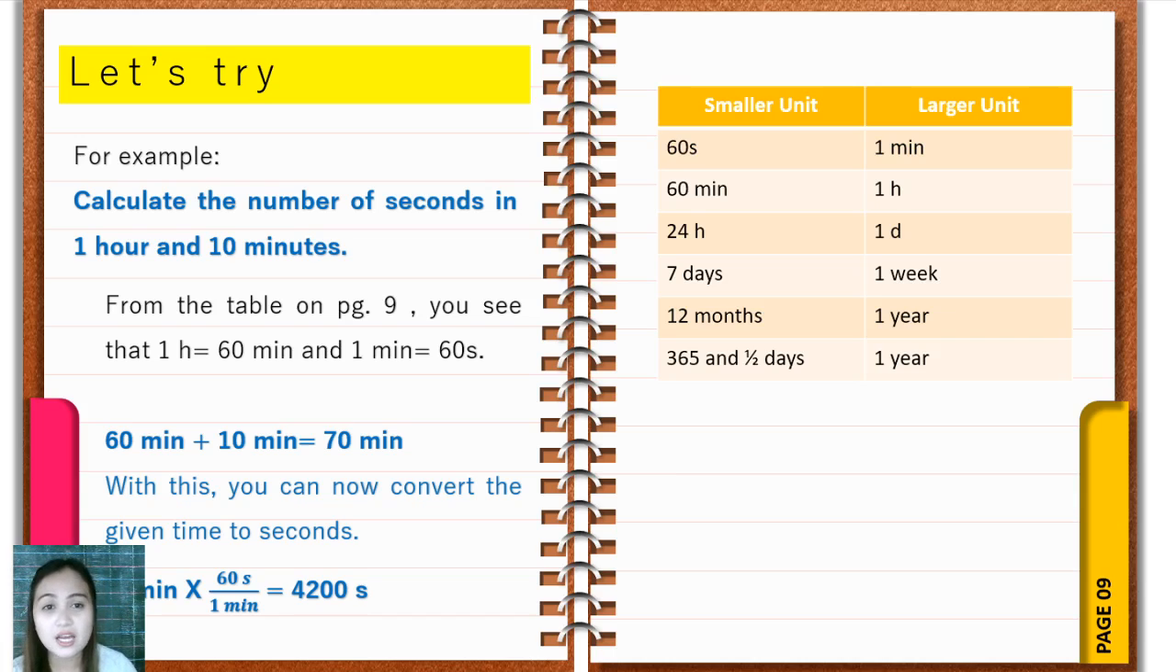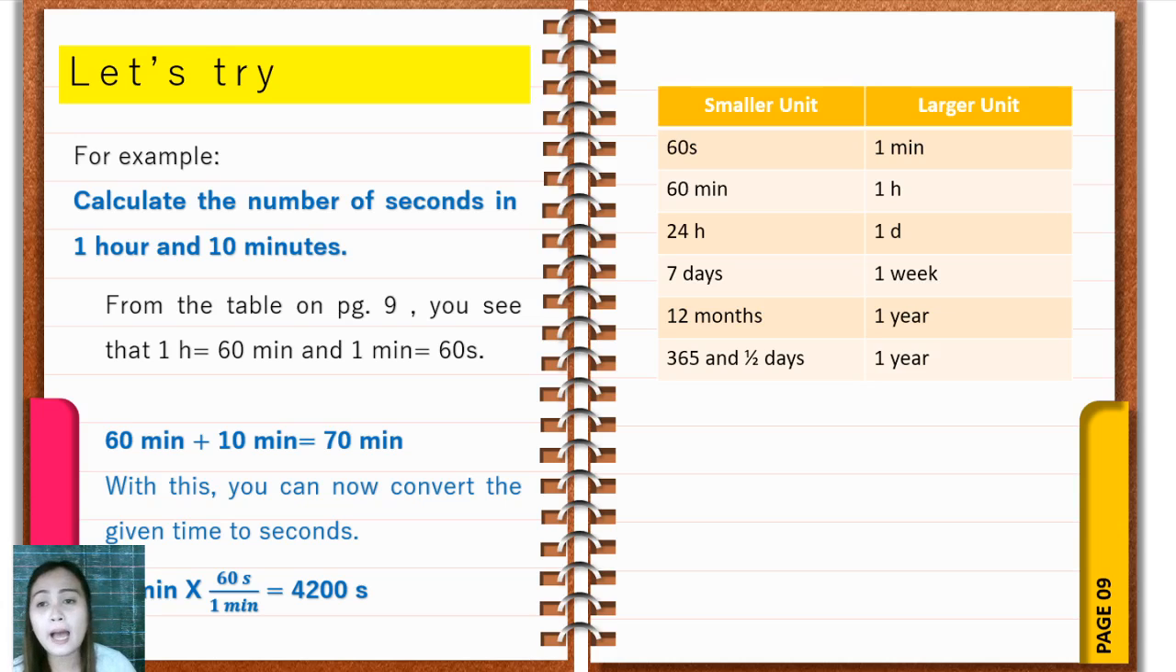Provided on page 9, right side, is the table that shows different units of time and their equivalents. So 60 seconds is 1 minute. 60 minutes is equal to 1 hour. 24 hours is equal to 1 day. 7 days is equal to 1 week. 12 months is equal to 1 year. 365 and 1/2 days is equal to 1 year.